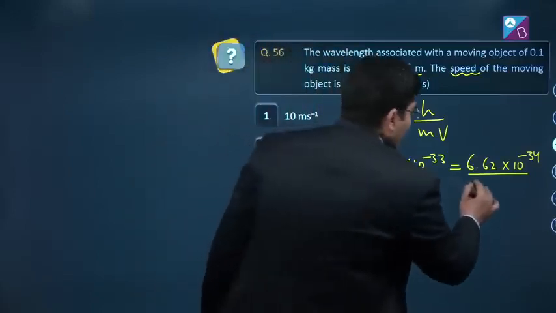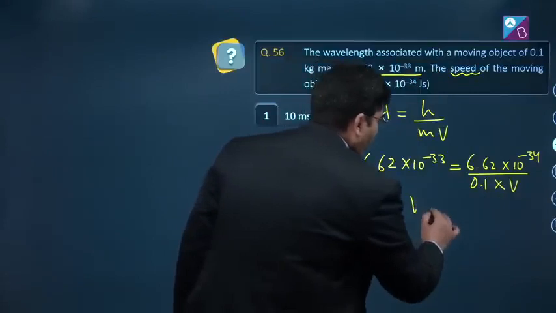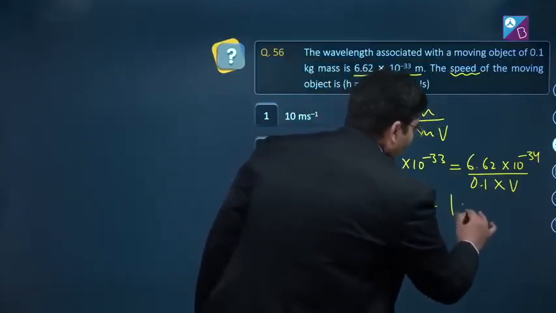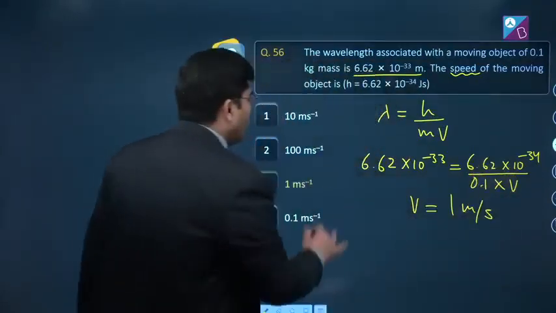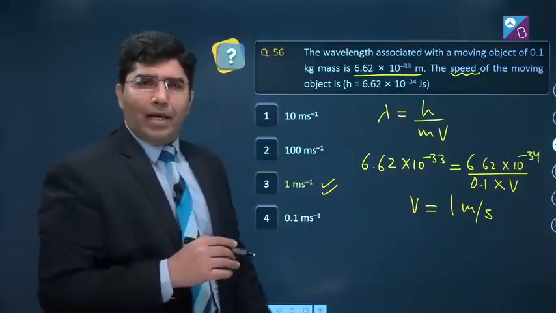The mass is given as 0.1 multiplied by v, and when you find v from here, you will get 1 meter per second. So this is the answer, and you will get easy questions of this type.